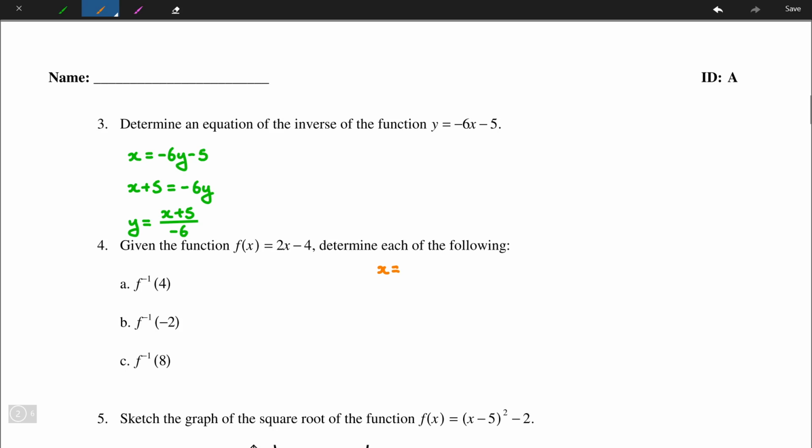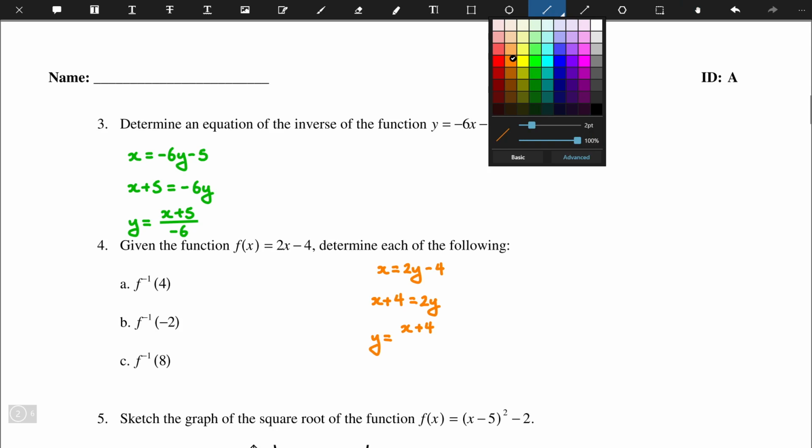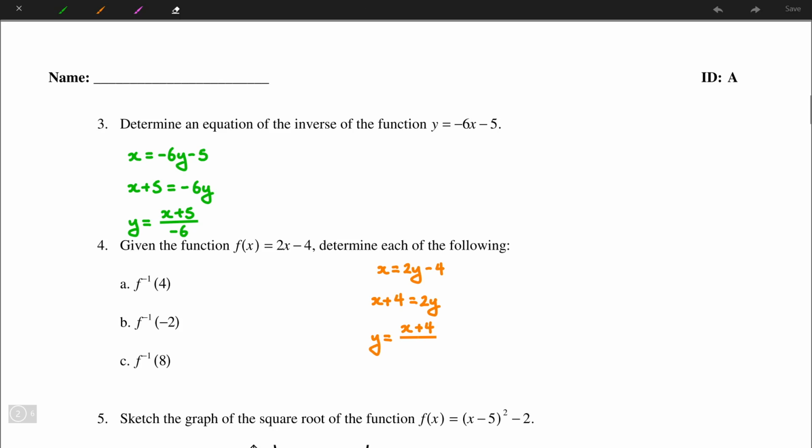We have x is equal to 2y minus 4. So we have x plus 4 is equal to 2y. So we have y is equal to (x plus 4) all over 2. That is to say, the inverse function is equal to 1/2 x plus 2. And we get that by dividing both the x and the 4 by 2 respectively.